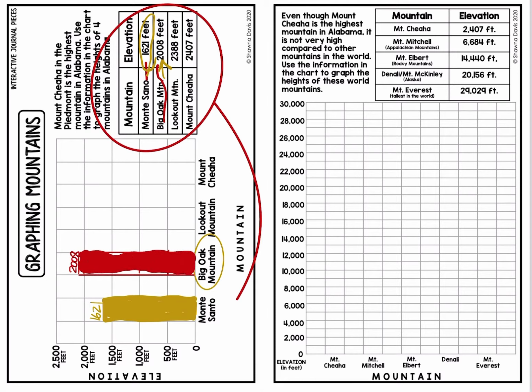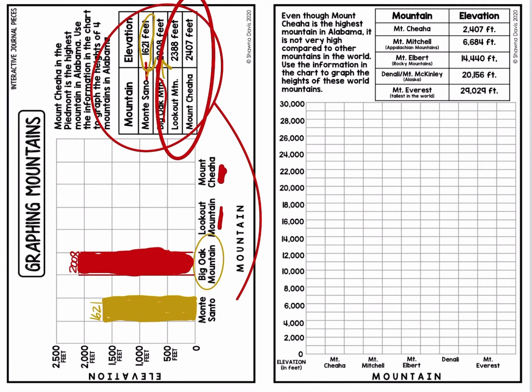Now, when you're coloring, it's kind of difficult, so I don't expect every little detail to be filled in, as long as I can see what you're trying to show me. All right, and then I think that you can handle these last two, Lookout Mountain and Mount Cheaha. You're just going to fill those out here.